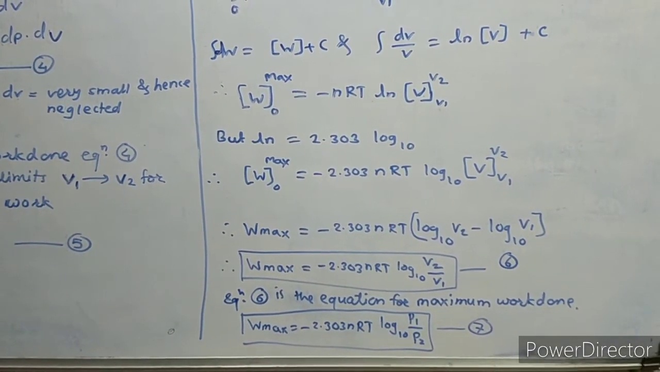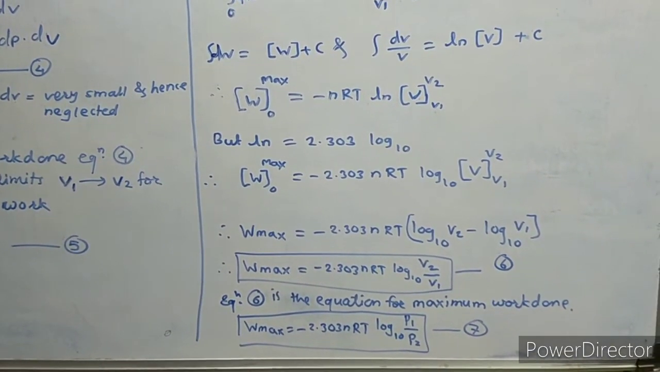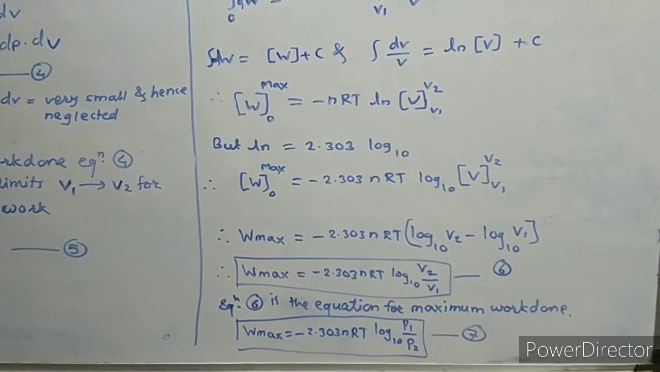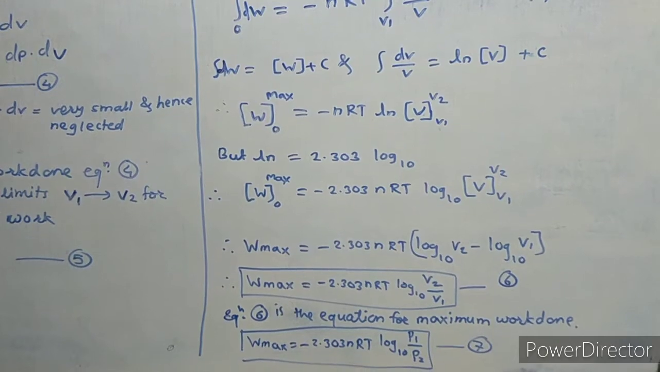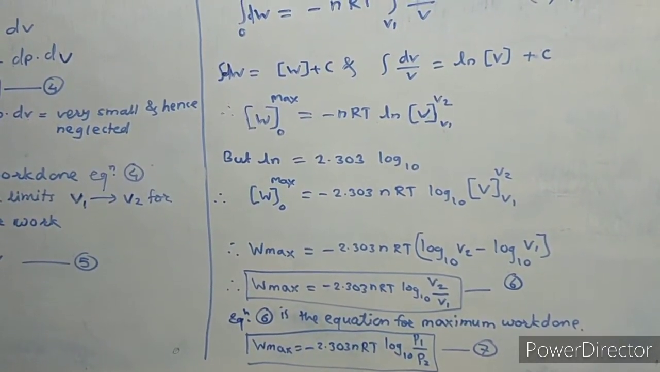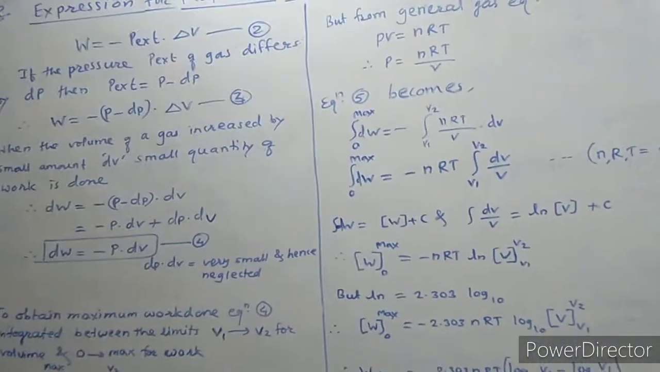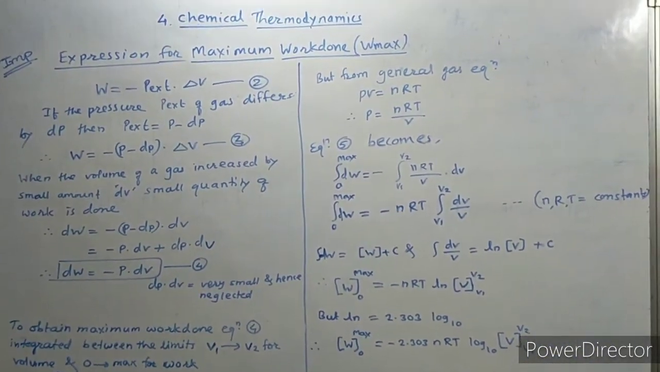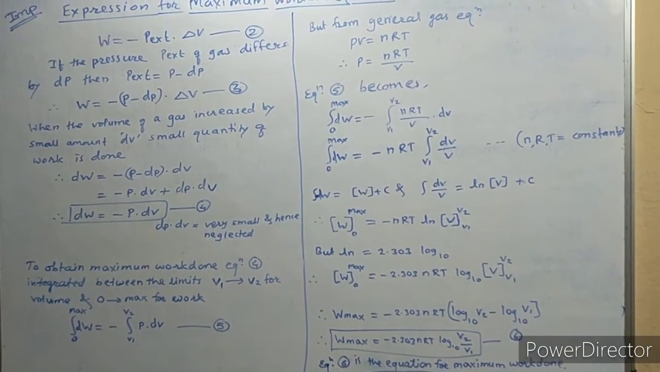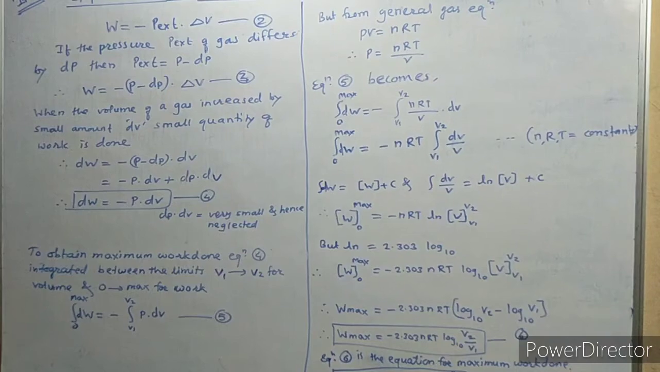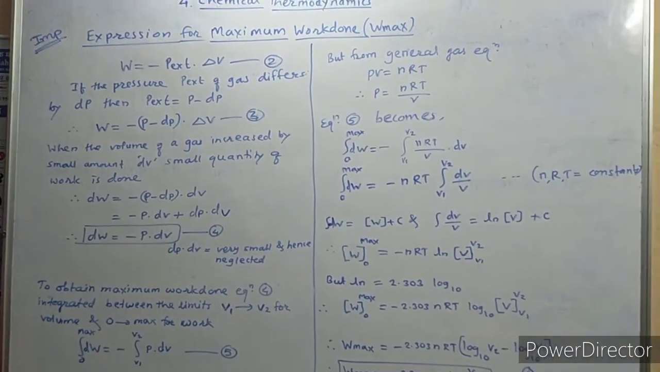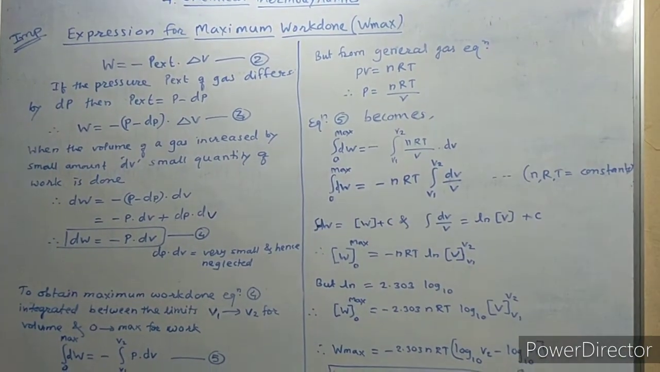According to Boyle's law, V2 upon V1 is nothing but P1 upon P2. So the same equation turns into W maximum equals minus 2.303 nRT log10 P1 upon P2. That is also an equation for the maximum work done. When the values of pressure are given, we have to use equation number 7, and when the values of volume are given, we have to use equation number 6 for the maximum work done.